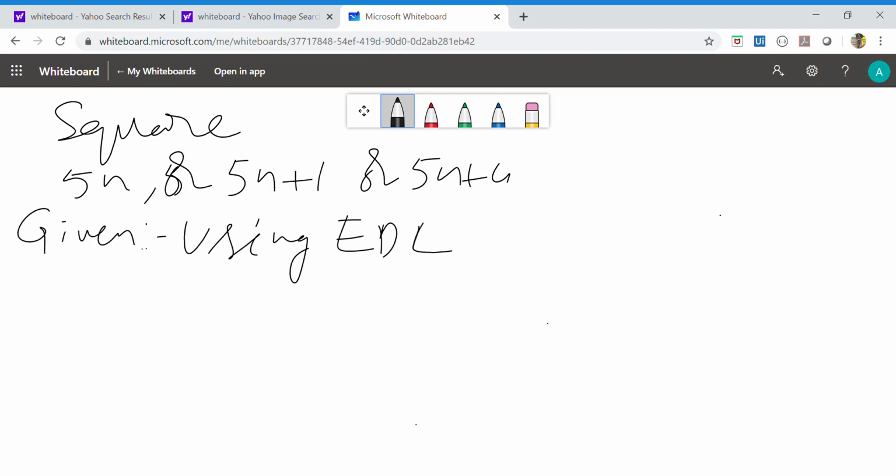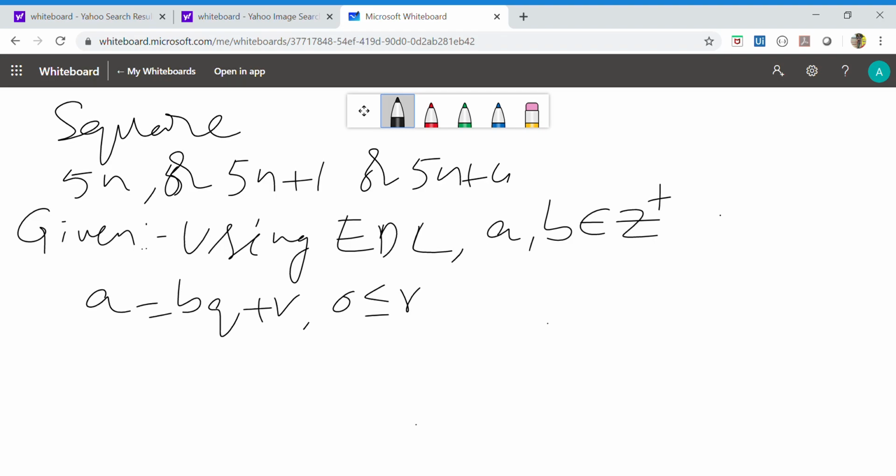Already we know that Euclid's division lemma is, for any two positive integers a, b which belong to Z plus, such that a is equal to bq plus r and 0 is less than or equal to r is less than b. This is the condition. So here RTP is that the square of this positive integer is in the form 5n or 5n plus 1 or 5n plus 4.